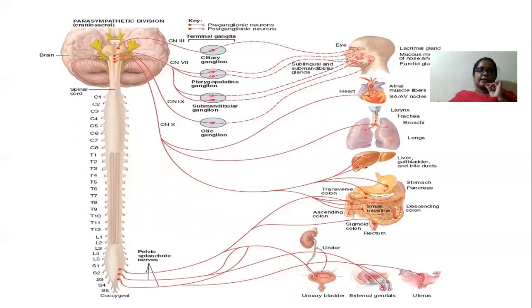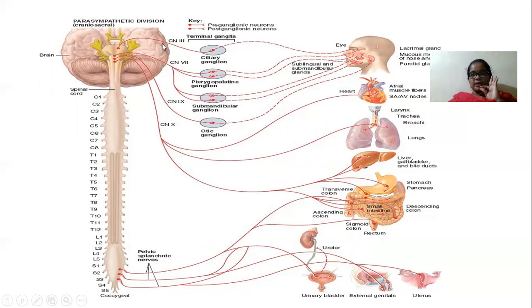And the next thing is the parasympathetic nervous system. The parasympathetic nervous system is also known as the craniosacral division because of where the cell bodies of the parasympathetic preganglionic neurons are. Okay, so the full lines are preganglionic neurons, and the dotted lines are postganglionic neurons. The parasympathetic preganglionic neurons extend from the cranial nerves.